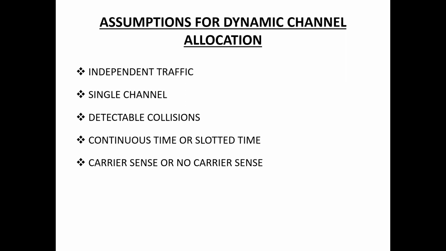Next, last one, carrier sense or no carrier sense. Here the stations may or may not be capable of detecting whether the channel is in use before sending the frames. Carrier sense means sensing the carrier, that is, sensing the channel. Here carrier is nothing but the channel. The station senses whether the channel is idle or busy. If the channel is idle, just send the frames. Or no carrier sense, where the station does not sense the carrier before transmitting the data.